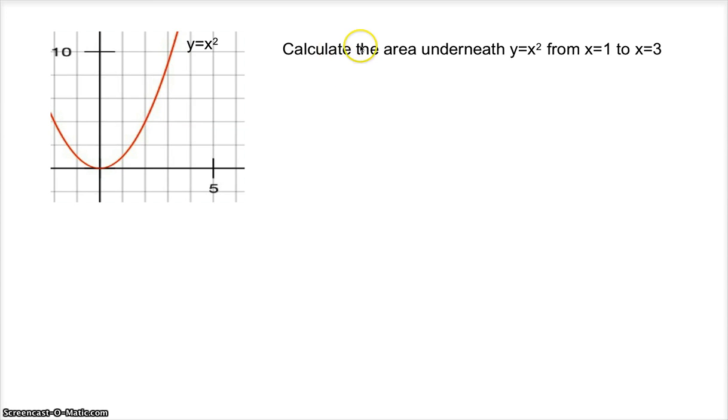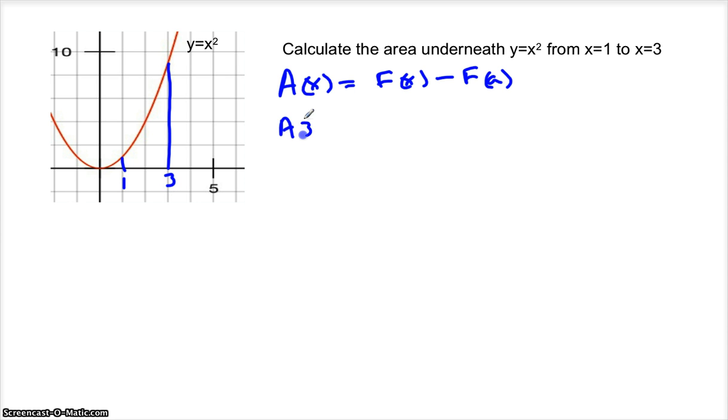Okay, we want to calculate the area underneath the parabola y equals x squared from 1 to 3, and we're going to use our result that the area function is F(x) minus F(a), going from a to b. In this case, a is 1, so our left bound is 1, our right bound is 3, so the area will be F(3) subtract F(1).